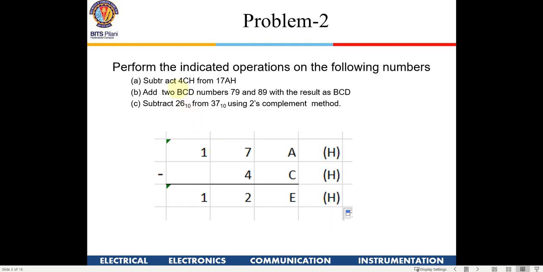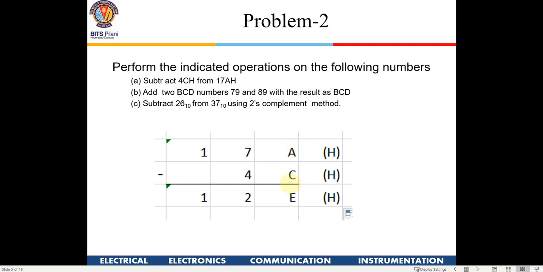The next problem is again subtraction of hexadecimal numbers. We are revisiting this because now we will be using hexadecimal numbers for our programming. We are going to subtract 4C from 17A, both hexadecimal numbers.